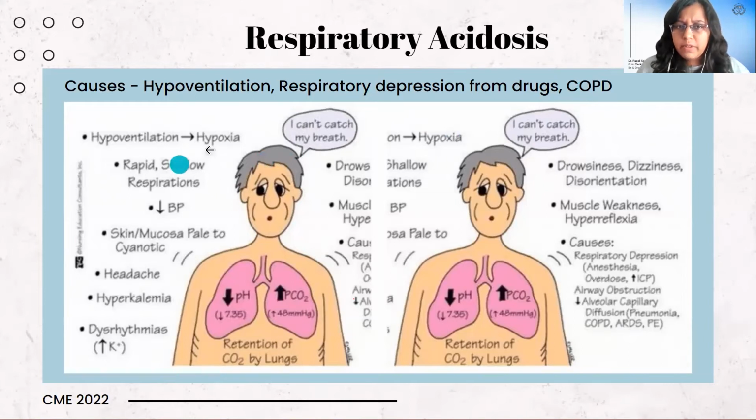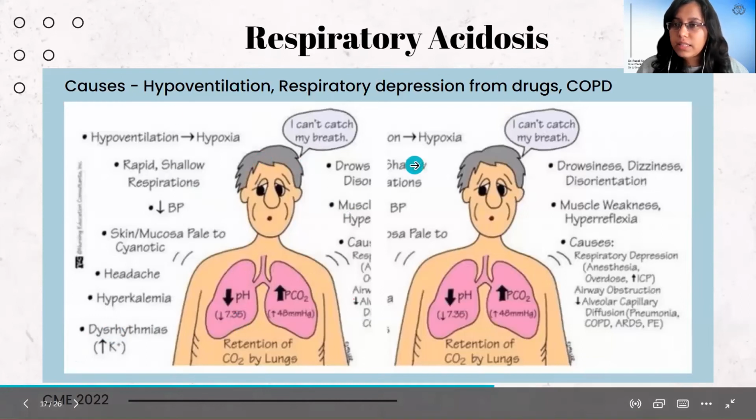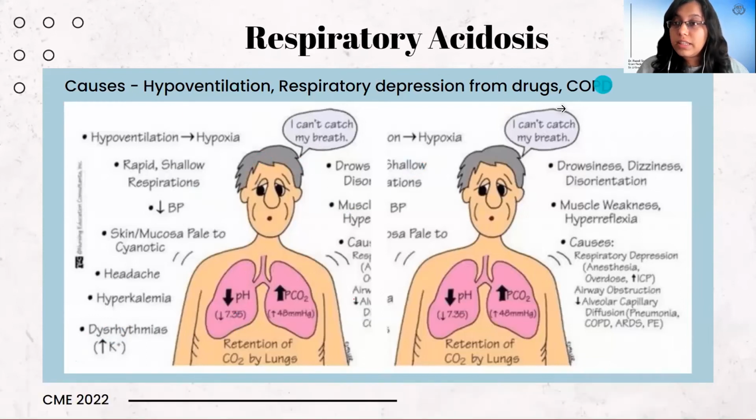Okay. So if you have hypoventilation, you will have hypoxia. So we're checking the oxygenation on your ABG. The PaO2 will be less. Rapid shallow respiration. Skin will be pale blue. Headache, hyperkalemia, dysrhythmias. If you're thinking of respiratory acidosis, think of a COPD patient. Those blue bloaters, pink puffers. Those patients will have acidosis, drowsiness, disorientation. Why will you have drowsiness? Because your oxygenation is less. Your brain is getting less oxygen. Then you have muscle weakness, hyperreflexia, right?